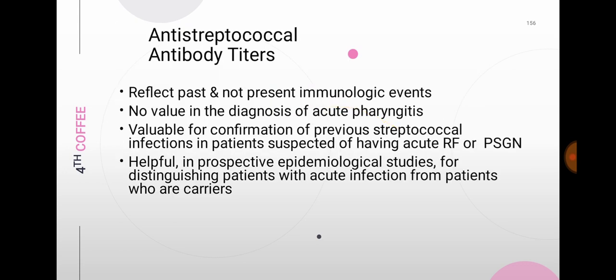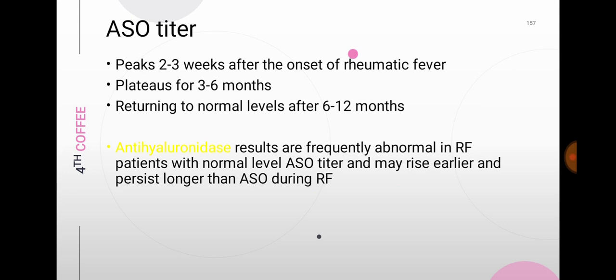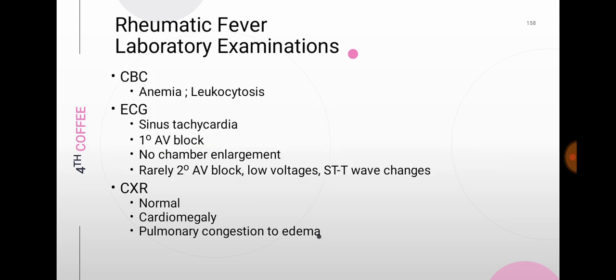What else can be expected for your patients with RF? In CBC, you have anemia and leukocytosis. ECG, you have sinus tachycardia, first degree AV block. Some have second degree AV block. Chest X-ray is normal, some have cardiomegaly, and some have pulmonary congestion secondary to angina.